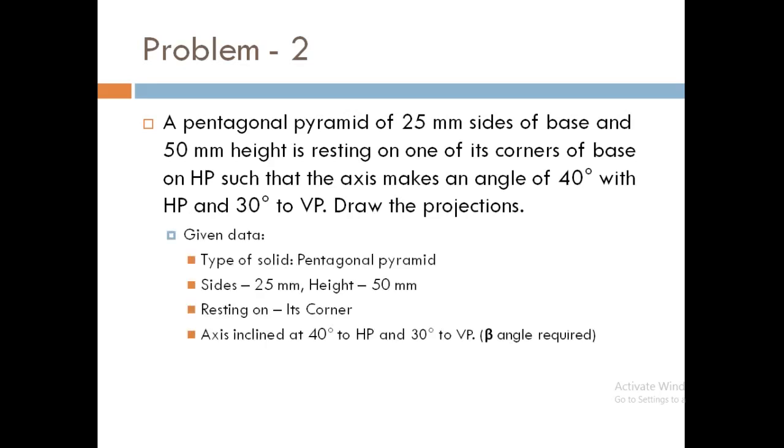First let us list all the given data. The given solid is a pentagonal pyramid. The given side is 25 millimeter. The given height is 50 millimeter, and it is resting on one of the corners of its base, and the axis inclination is 40 degrees with HP and 30 degrees with VP. Since the axis inclination is given with respect to VP, that is 30 degrees to VP, we need to calculate the beta angle. Now let us see how to solve the given problem.